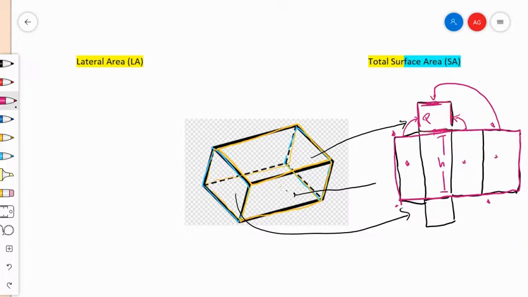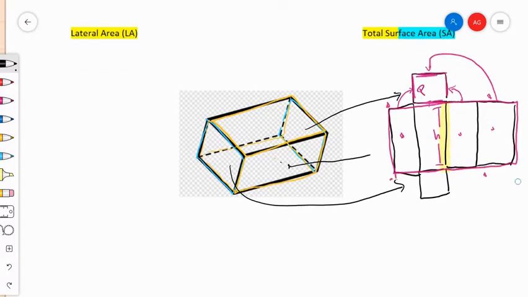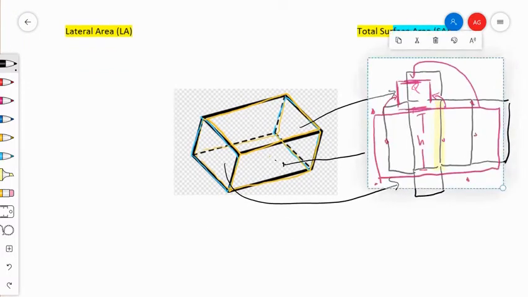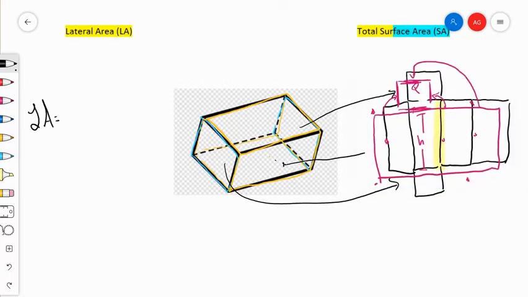And once we have the perimeter, the only thing that's left to do is multiply it times the height of the prism, which is defined as the distance from one base to the next. And so to find lateral area, and we're going to use LA for it, lateral area is just going to be the perimeter of the prism times the height of the prism.